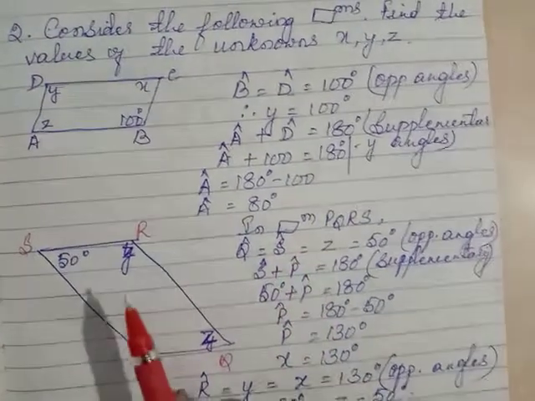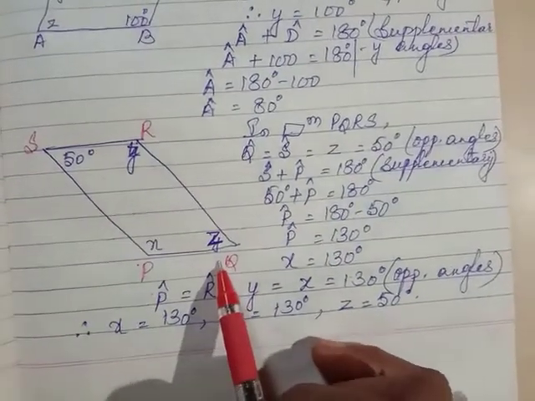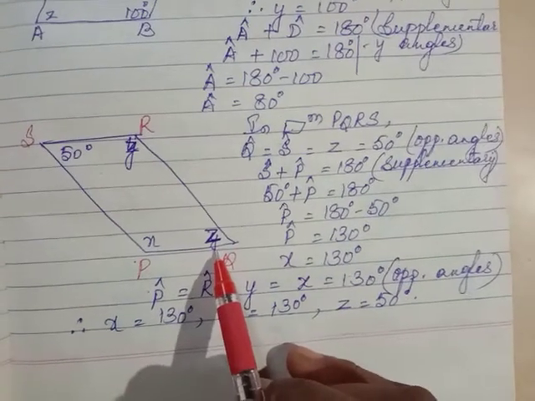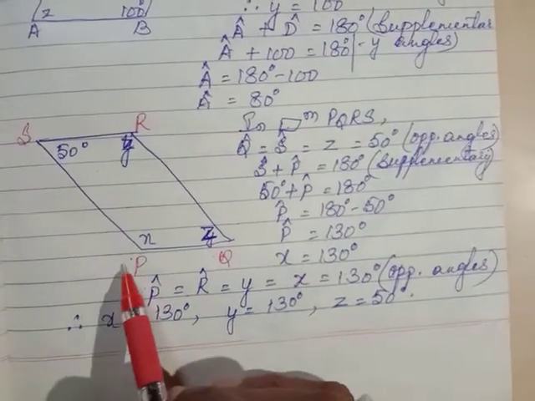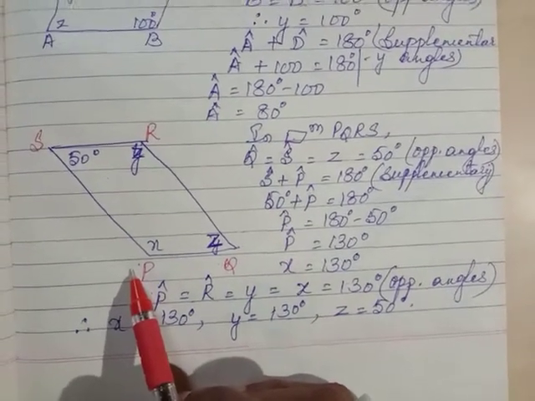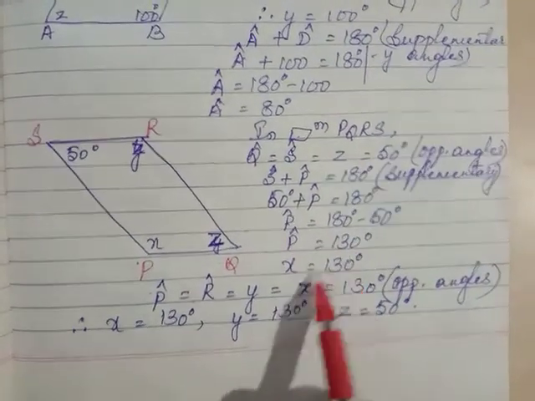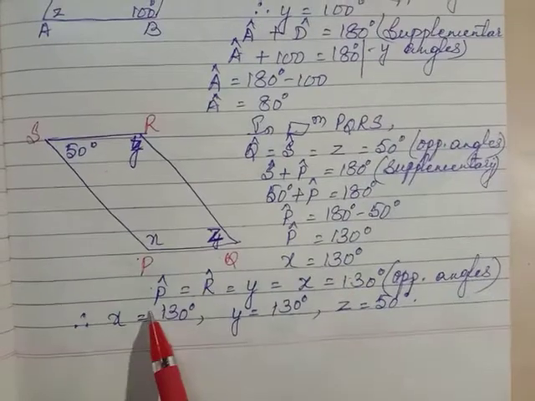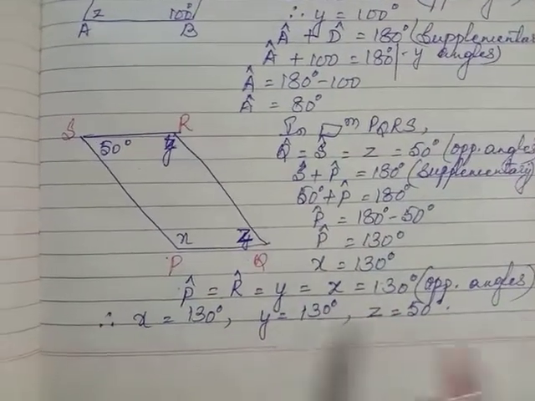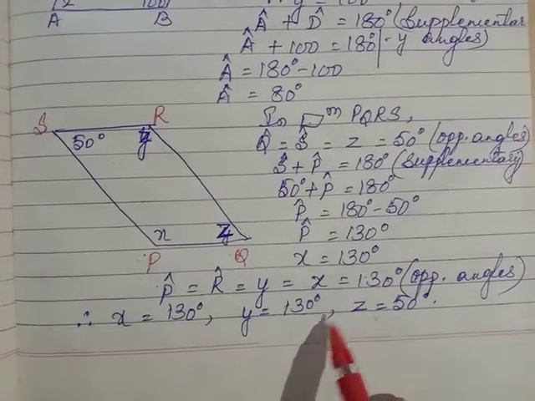In parallelogram PQRS next, angle Q is equal to angle S is equal to Z, 50 degree. Angle S plus angle P is equal to 180, supplementary or adjacent. 50 plus P is equal to 180, P is equal to 180 minus 50, P is equal to 130. P is equal to R is equal to Y is equal to X is equal to 130, opposite angles.